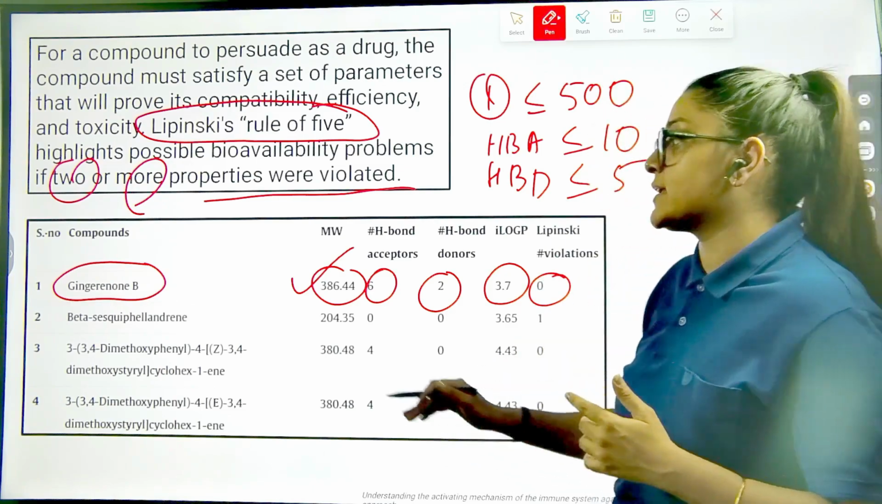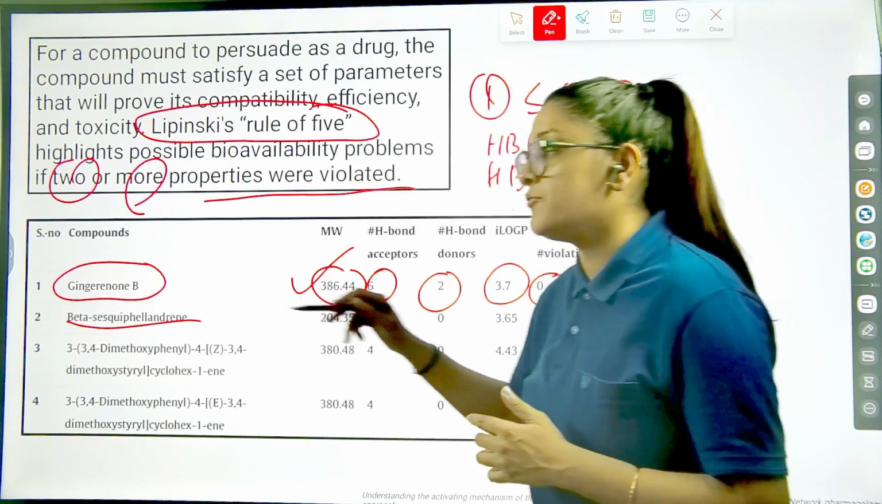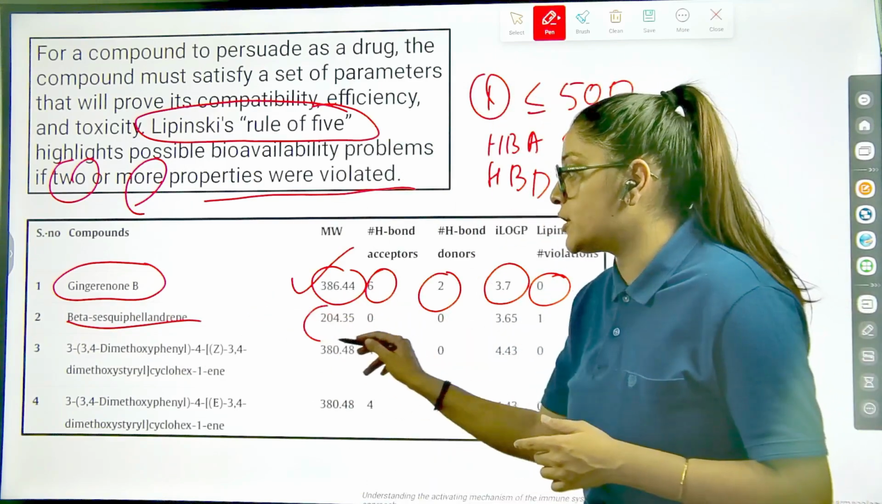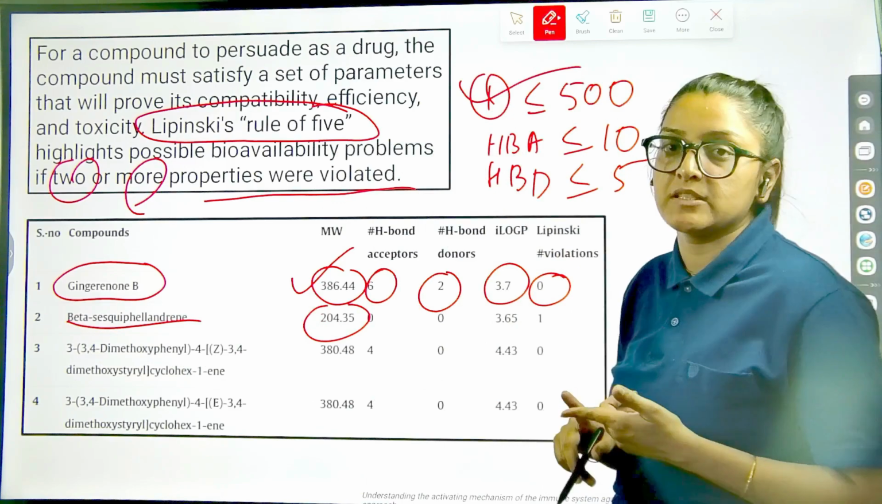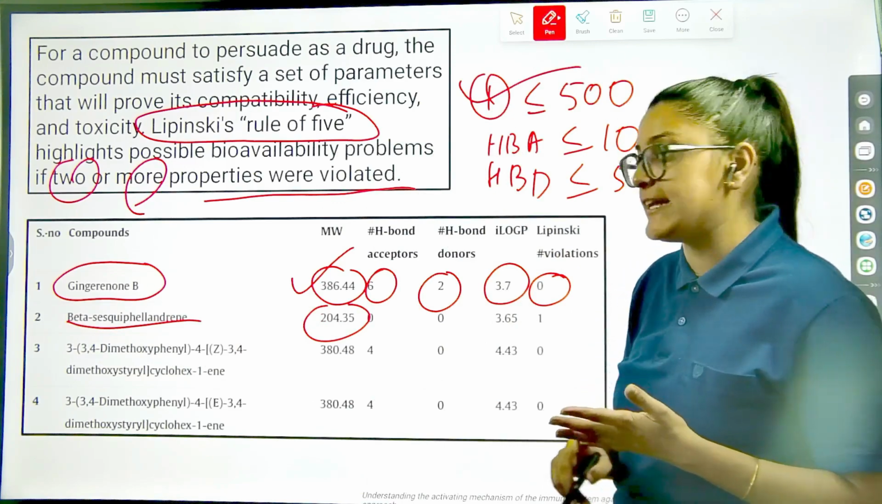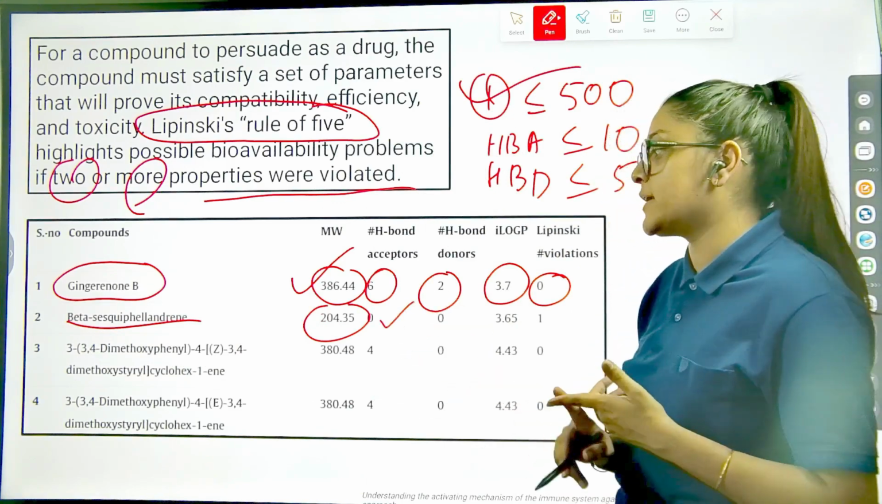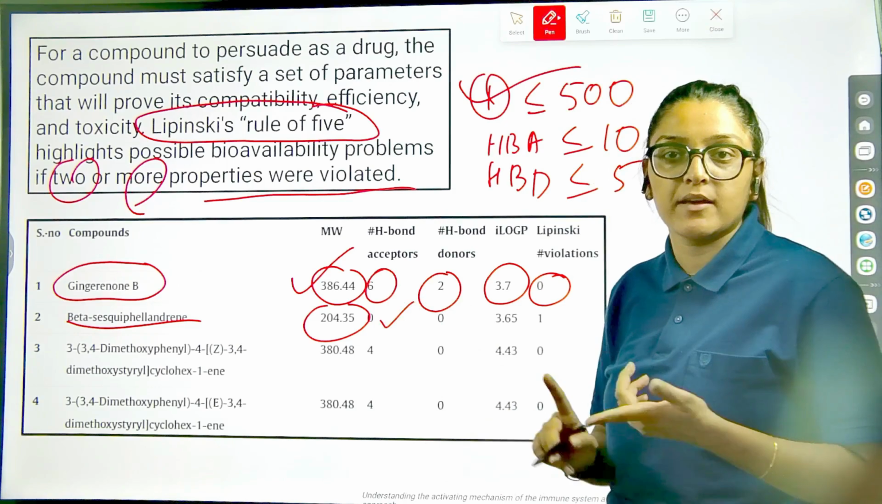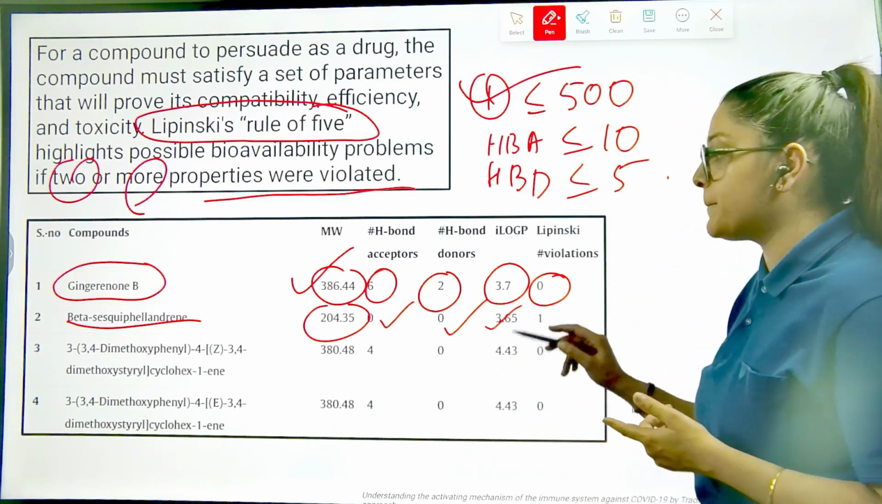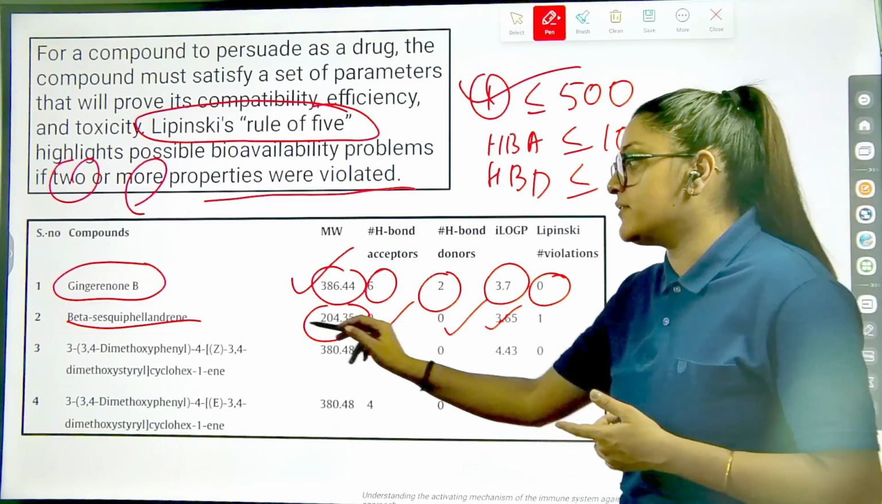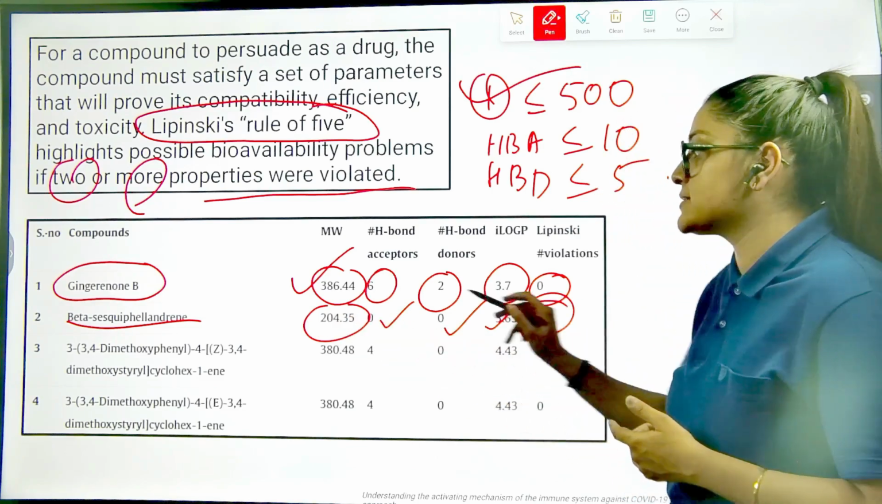So now let's take another example of this compound which is mentioned here. Here the molecular weight is 204. So definitely it satisfies our first criterion. Lipinski rule is not violated. Then hydrogen bond acceptors are 0. So yes, here also it is not violated. Hydrogen bond donors are 0. Log P is 3.6. So nearly we can say no rule here is violated.